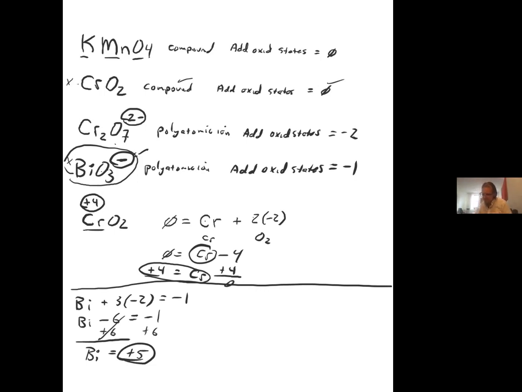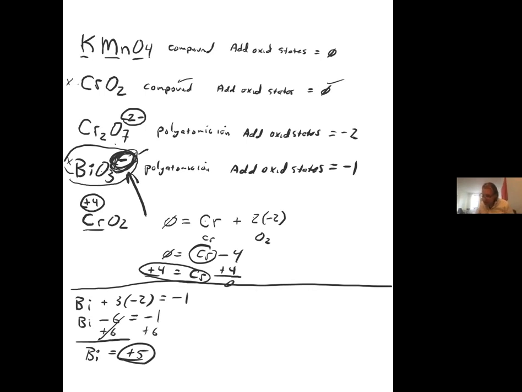Okay. Let's see. Wait, where did you get the -1? Right here. Oh, okay, fine. Yeah, there's your charge. It's got to equal the charge. So the sum of the oxidation states has to equal the charge. Okay. And if you don't see a charge there, then it must be 0.